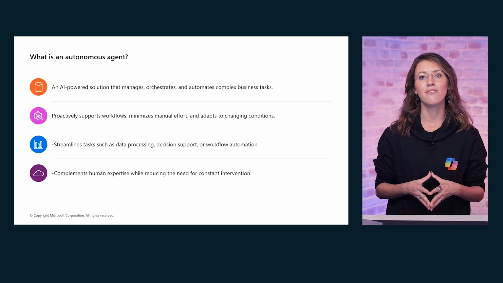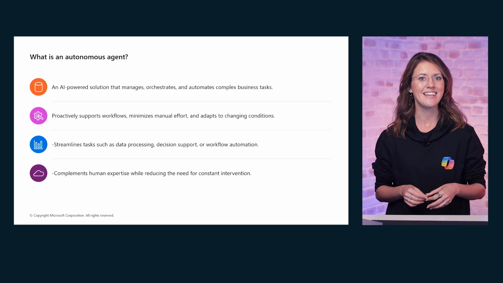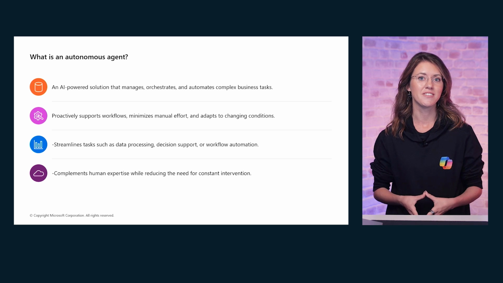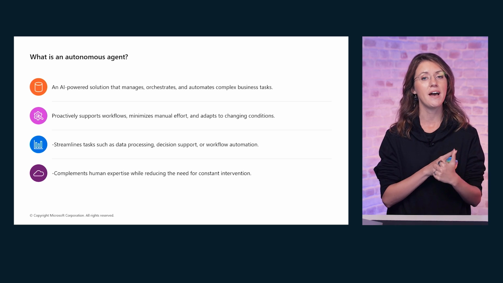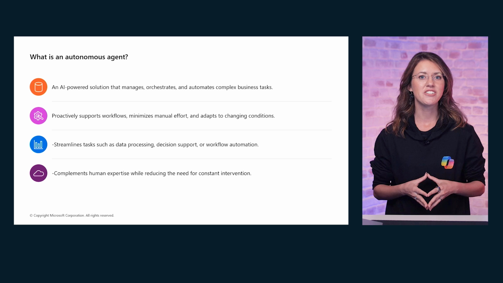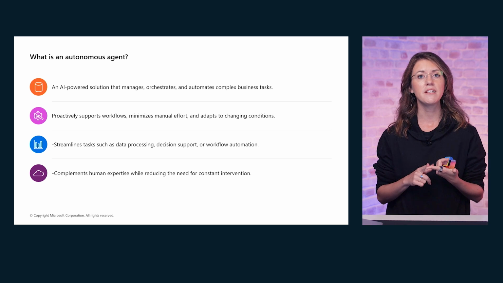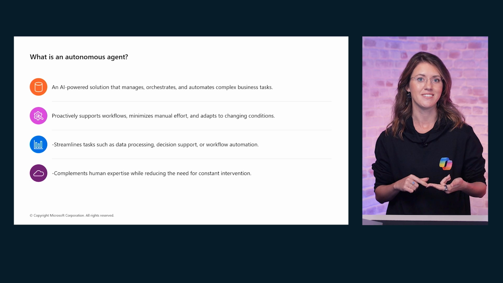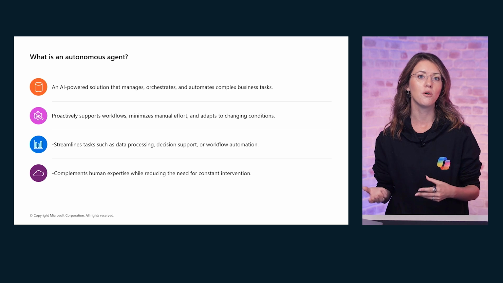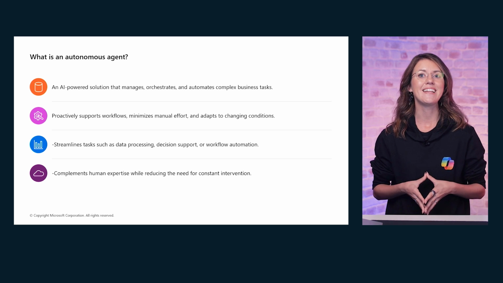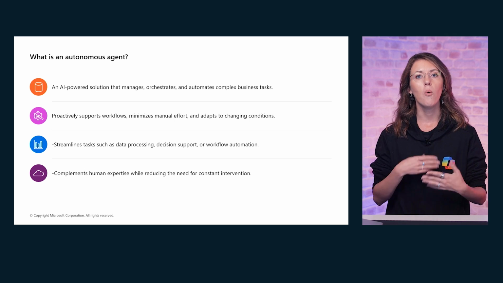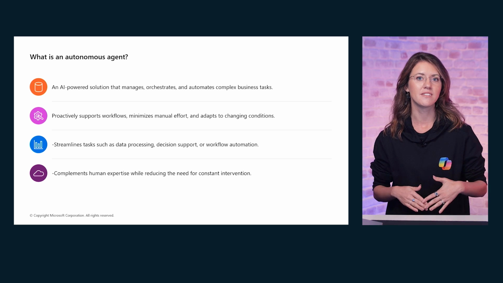Let's begin by defining what an autonomous agent is in Copilot Studio. As I mentioned in our first session, an autonomous agent is an AI-powered solution designed to manage, orchestrate, and automate complex business tasks. These agents proactively support workflows, reduce manual effort, and adapt to changing conditions. By streamlining tasks like data processing, decision support, and workflow automation, autonomous agents enhance efficiency and innovation, complementing human expertise while minimizing the need for constant intervention.